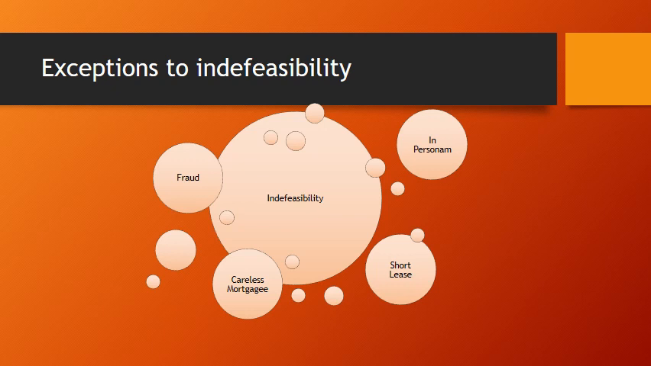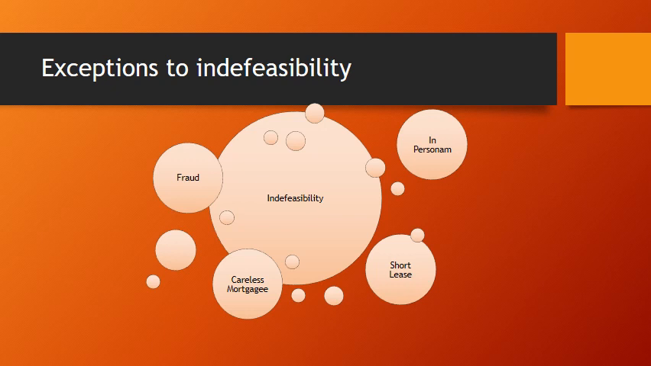Some of these, for example fraud, have several or over a dozen key cases that sit behind them, because the concept of fraud is not defined in the Land Title Act, so we need to go into the cases. Same with the in personam exception, the one on the top right-hand side, or the equity exception, which we'll talk about in a moment. Then there's the interest of a short lease.